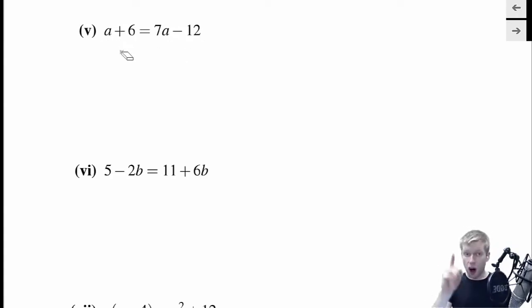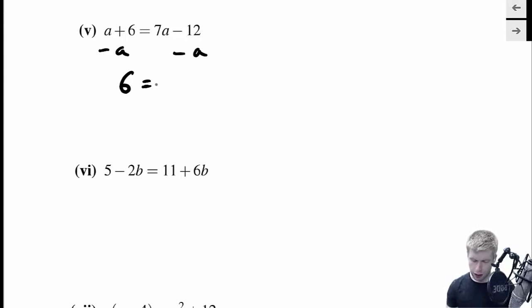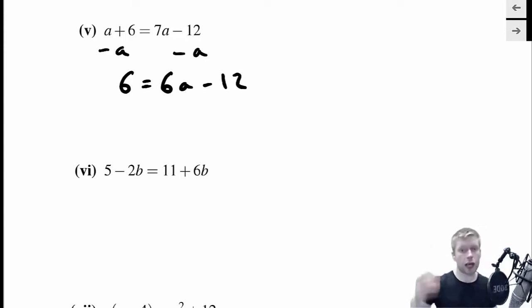I've got two options. Either I could take away a from both sides, and then I'd be left with just a 6 on the left-hand side, and I'll end up with a 6a on the right-hand side, take away 12. Okay, because you're happy 7a take away a is 6a, and I'm left with a minus 12 just hanging around at the end there. If I wanted to take the 7a on the other side, then I'd just take away 7a from both sides, and I'd get exactly the same kind of thing, and I just solve it from there. But let's deal with this for the time being.